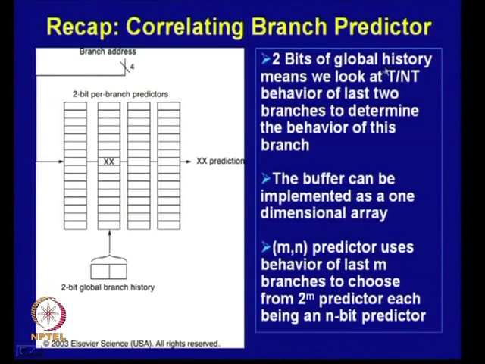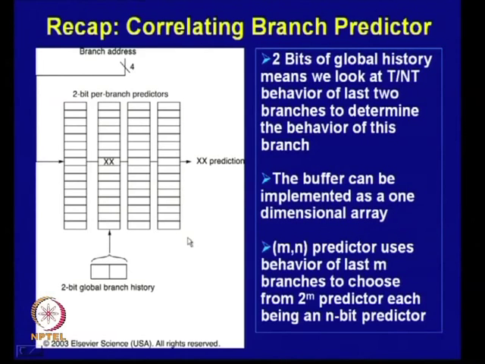Here, 2 bits of global history are being used, and that selects one of the 4 possible tables, where the 2-bit prediction value is stored, and that can be used for the purpose of prediction. So, this is the correlating branch predictor, and in general we can have an (M, N) predictor, which uses the behavior of the last M branches, and obviously the total number of tables can be 2 to the power M, and then with the help of the lower order bits of the branch address, it selects an N-bit predictor, and that is being used for the purpose of prediction.